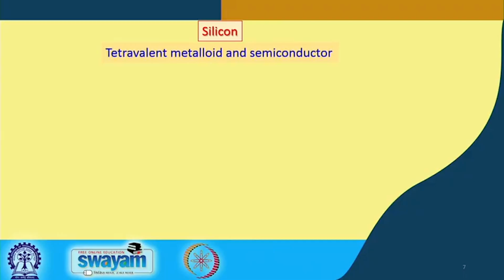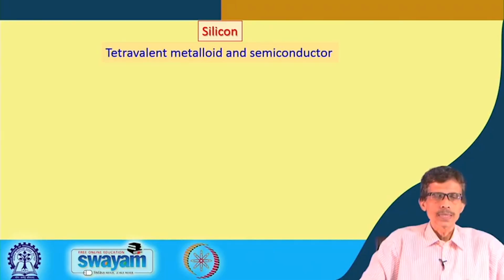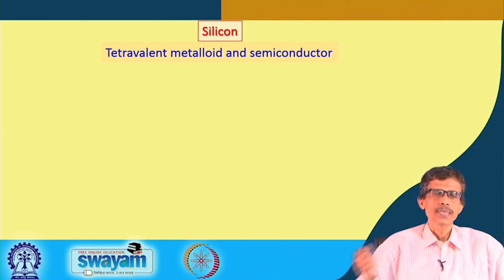Next we will move to another element, which is silicon. Silicon is industrially very important. We consume a huge amount of silicon for the production of very precious materials. We can consider the tetravalent metalloid silicon in the tetravalent state up to, say, simple quartz, silica or silicon dioxide, where silica is present as SiO2.